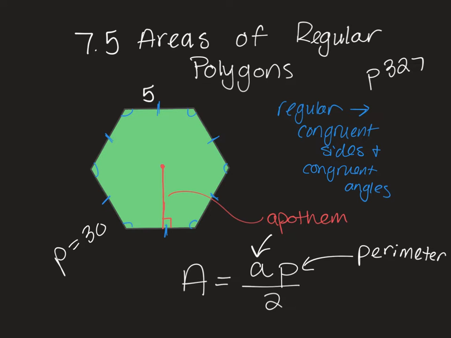Okay? So that's the biggest thing you've got to remember. It's perimeter, not just the length of one of those sides. You have to make sure that you're multiplying it by the number of sides that you have. All right? So let's go ahead and do an example.